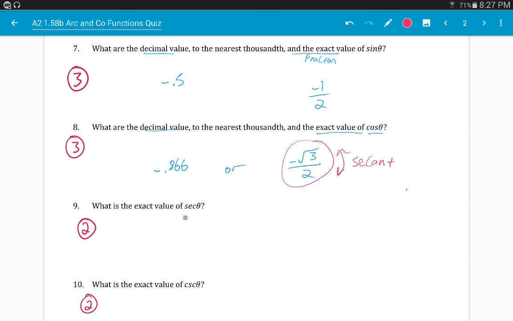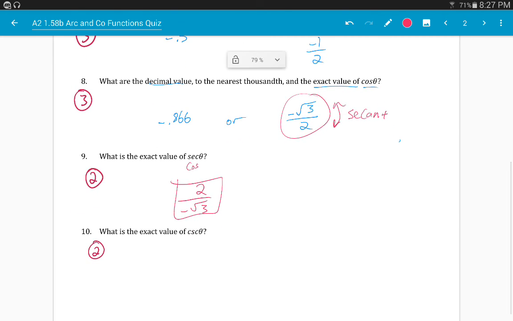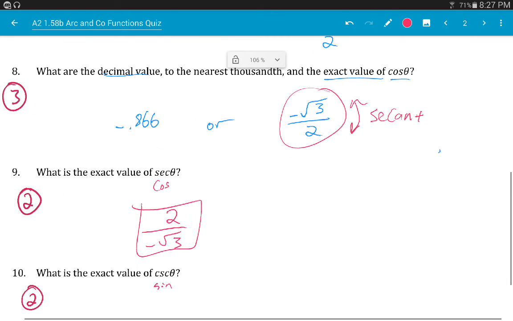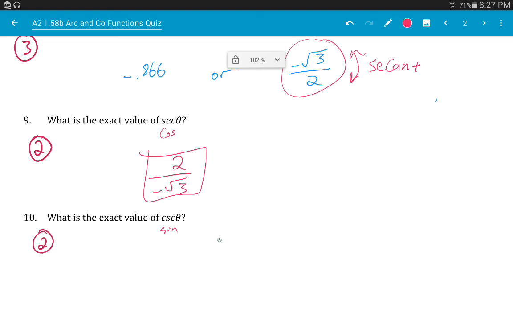Yep, so let me flip it. Secant is the flipped cos, so this is 2 over negative radical 3. Cosecant is just flipped sine, right? So that was negative 1/2, so flip that, and it becomes negative 2 over 1. Or that's just the number negative 2.